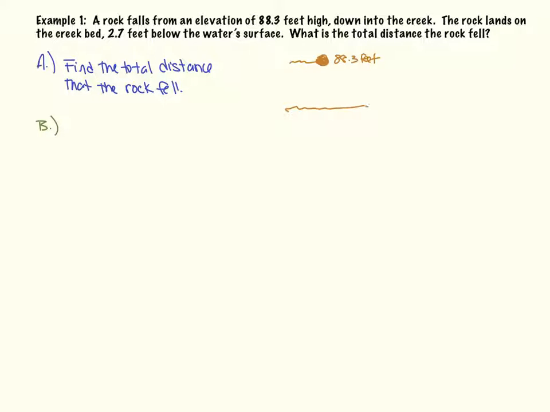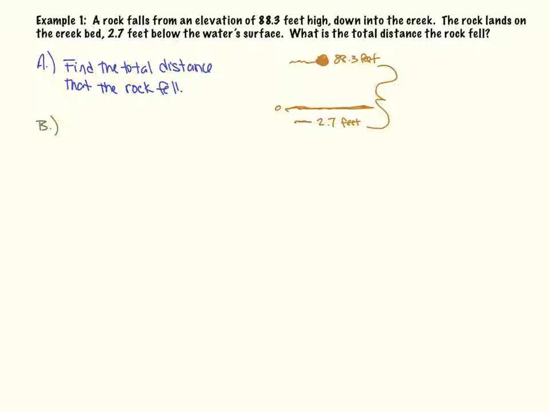Here's the surface of the creek bed, that's at 0. Okay, and then below the surface it goes 2.7 feet. So here would be about 2.7 feet below the surface. So you have to figure out the total distance between those two numbers as if it were a number line. So the operation you're going to do is add, because you're going to find the distance below 0 with the distance above 0, and that's why you're adding.